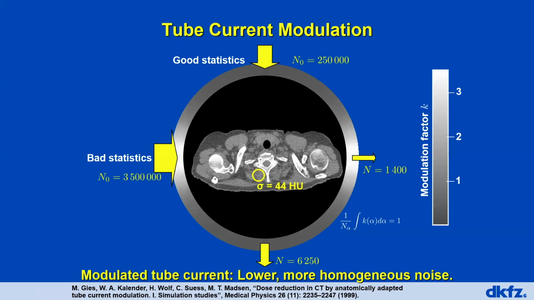So what is tube current modulation? In tube current modulation, we actually change the tube current based on the patient's anatomy. So in case of a lateral view like here, we basically would increase the number of photons we emit at this position to make sure that a certain number of photons actually reach the detector and contribute to a signal. On the other hand, we might reduce the number of photons for views, for example, from the front to the back, to make sure that the overall dose stays constant.